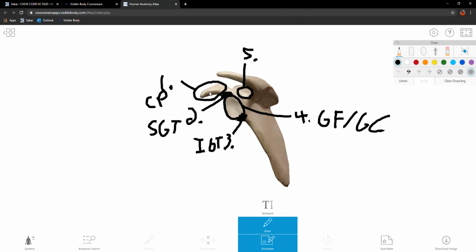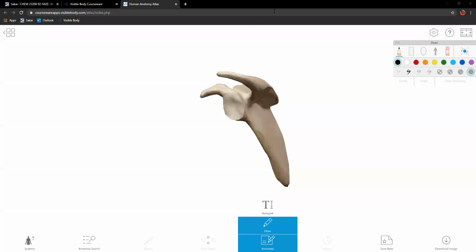So again, we're looking at the lateral side here. Another way you can try and find the lateral and medial border: the lateral border is going to be on the side of that glenoid fossa or glenoid cavity right here. All right, so let's pause and we'll come back and look at one more thing. One more thing, actually, before we leave this.